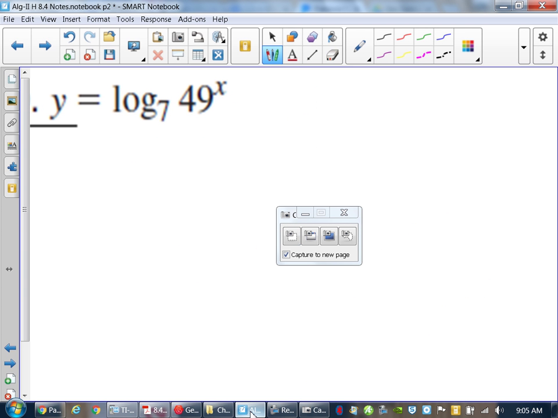So let's do the same thing. Let's find the inverse. We'll do the inverses again.